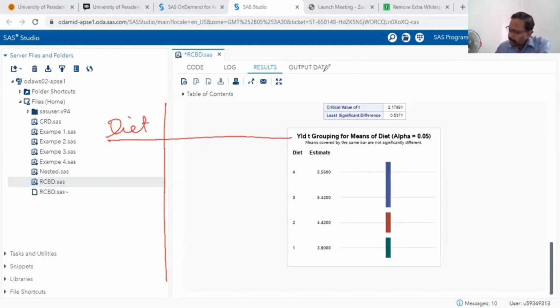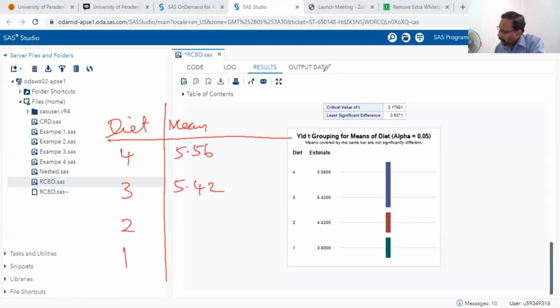So diet is the mean value or the estimate. So I say diet 4, 3, 2, 1: 5.56, the other one is 5.42, 4.42, 3.8.